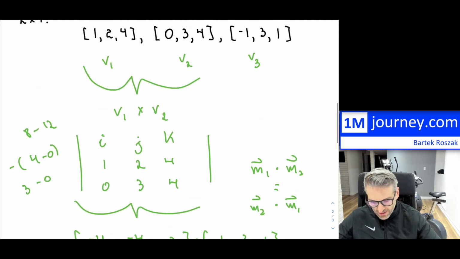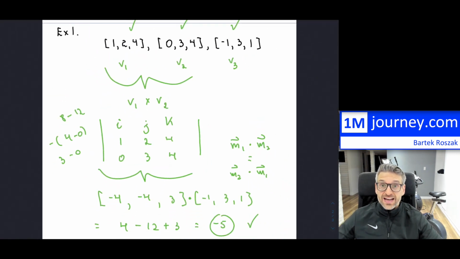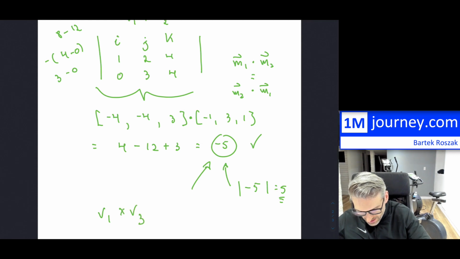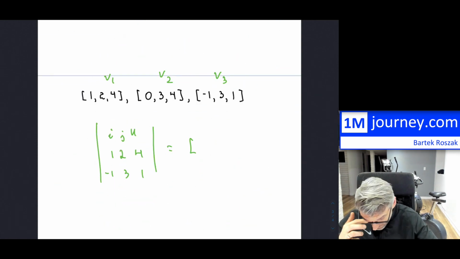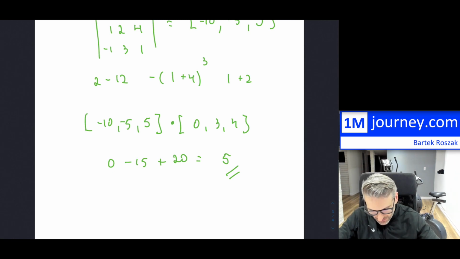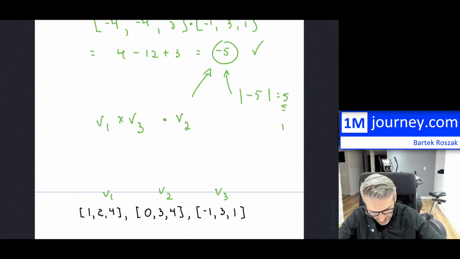Now, just to convince you, let's take this example, and I'm going to do it in fast forward fashion. I'll just swap these. Notice I took V1, V2, and then dotted it with V3. Let's take, for example, V1 and V3. So V1 crossed with V3, and then I'm going to dot it with V2. So there you have it. All right, so it's 5. Of course, if we take the absolute value of that, which is still 5, this is exactly what we got over here.